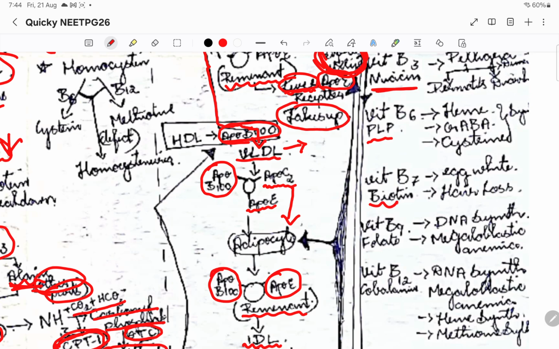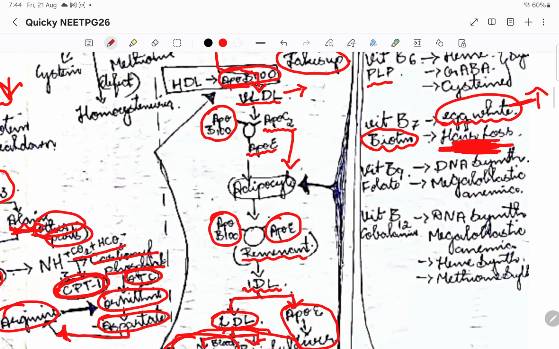B7, biotin. It happens because of increased egg white consumption in gym people. When people start eating too many egg whites, they'll be having hair loss. We think that it is because of some testosterone or something he is taking, that is why hair loss is there. No, that is because of egg white. When there is increased consumption of egg whites, only egg whites, then this biotin deficiency will happen and there is increased hair loss. So biotin deficiency will be presenting with hair loss.